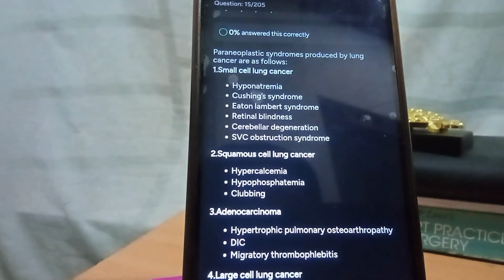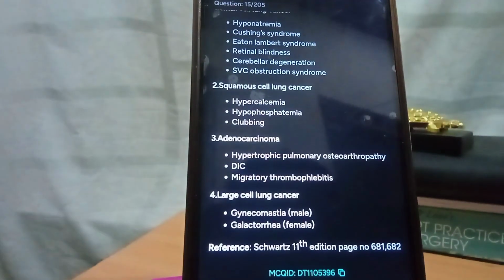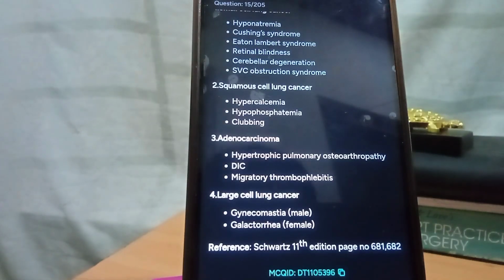Paraneoplastic syndromes produced by lung cancer are as follows. In small cell lung cancer, we see hyponatremia, Cushing syndrome, Eaton-Lambert syndrome, retinal blindness, cerebellar degeneration, and SVC obstruction syndrome. Then 2 is squamous cell lung cancer. Here we see hypercalcemia, then hypophosphatemia and clubbing. Then in adenocarcinoma we see hypertrophic pulmonary osteoarthropathy, then DIC, then migratory thrombophlebitis. And the last one is large cell cancer. Here we see gynecomastia or galactorrhea.